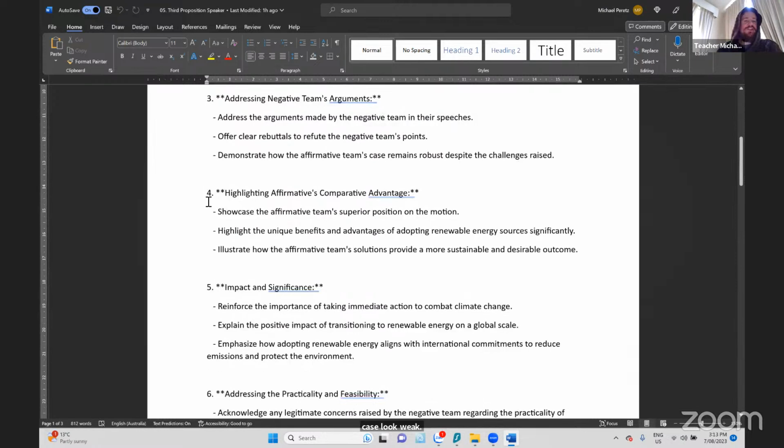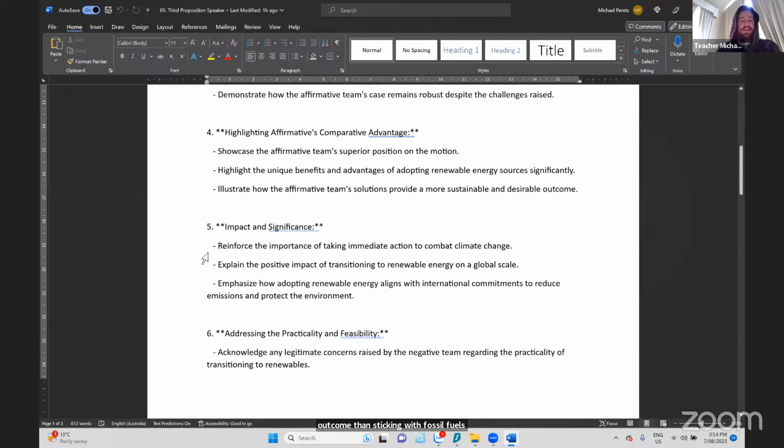You need to showcase that your team has a superior position on the motion. So you need to show why it's better to believe the motion than reject it. We need to highlight the unique benefits and the advantages of adopting, in this case, renewable energy sources. And we need to illustrate how the solutions that we've provided will have a better outcome than sticking with fossil fuels.